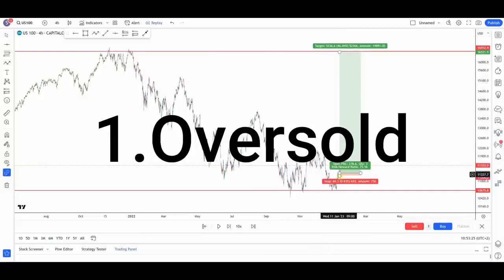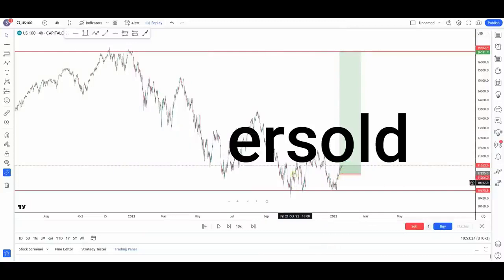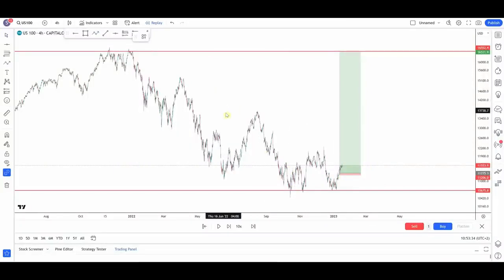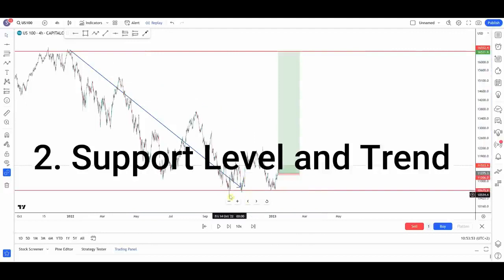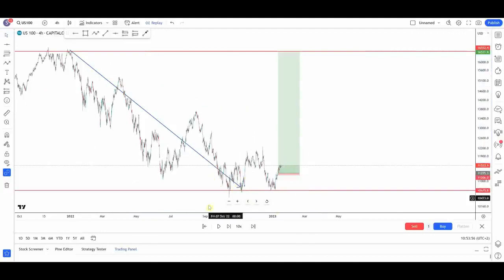Yes guys, the first reason why I entered the buy trade here is because this market was oversold. The reason why I say it's oversold is because this market was selling the whole of 2022. You can see that it was dropping the whole of 2022. So when it got here, it had to reverse a bit. That is the first reason why I bought this market here. The second reason why I bought this market here is because when the market got here, it created a support area.